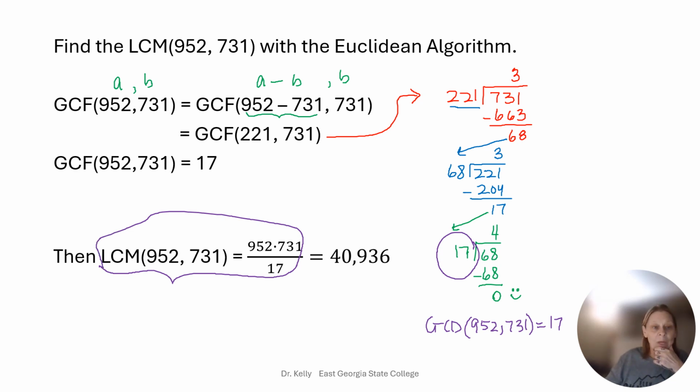Okay, and then I did the math here, and our answer is 40,936. Okay, so the idea with using the Euclidean algorithm is to find the GCF using the Euclidean algorithm, and then taking advantage of that theorem and the fact that the GCF times the LCM is equal to the product of the two numbers that are being investigated for the GCF and the LCM, and that allows us to get this.